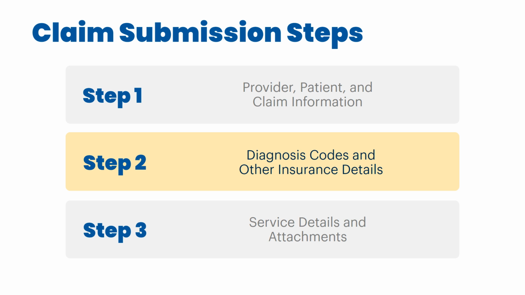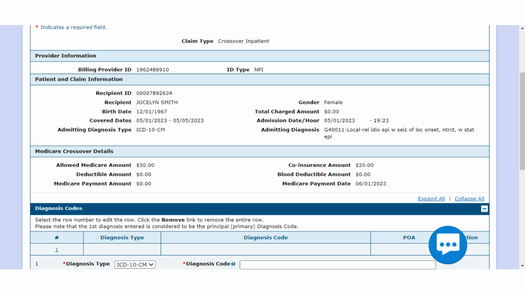There are no additional details required in Step 2 when submitting an institutional crossover claim. You will complete Step 2 of the claim submission process the same as basic claim submission. However, there are a couple things worth noting. The Medicare crossover details will appear at the top of Step 2 based on what was input in Step 1 of the crossover claim submission process.